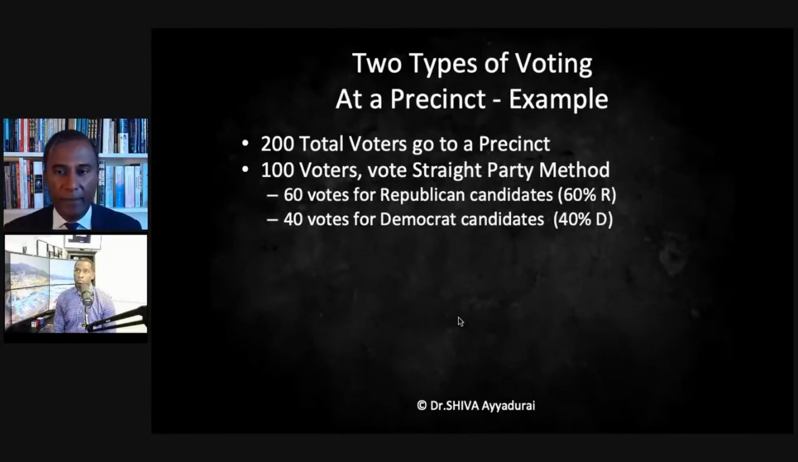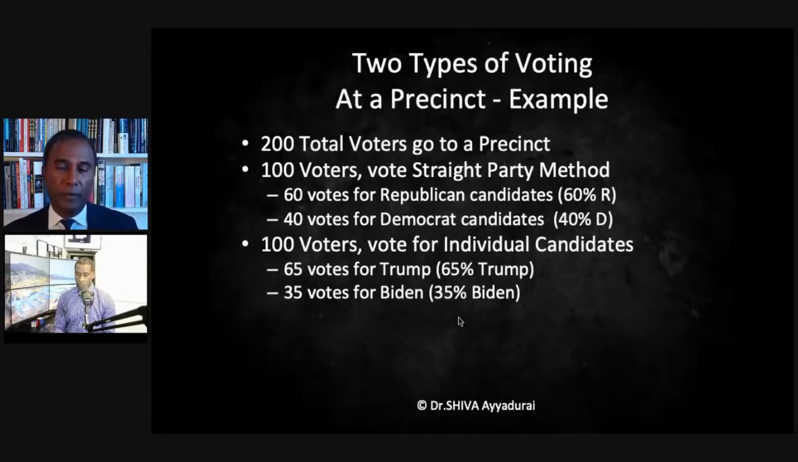Let's say 100 of them decide to vote the straight party method. And let's say the votes happen to be 60 votes for Republican candidates and 40 votes for Democrat candidates. So that would be 60% R, 40% D. So that you could argue that that precinct of voters who chose to do the straight party method, it's an indicator of the demographics at that precinct is probably likely a Republican.